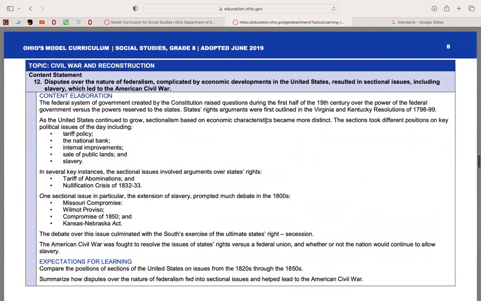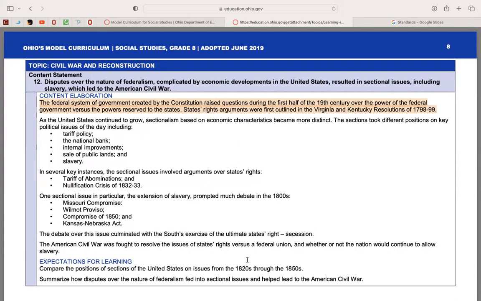So if you look here, there is a lot to accomplish. We have kind of an opening statement. The federal system of government created by the Constitution raised questions during the first half of the 19th century over the power of the federal government versus the powers reserved to the states. States' rights arguments were first outlined in the Virginia and Kentucky Resolutions of 1798-99. So I would first start with that if I were breaking this down in front of my students.